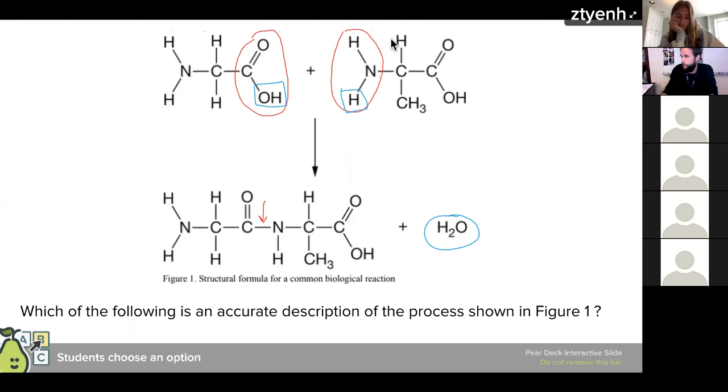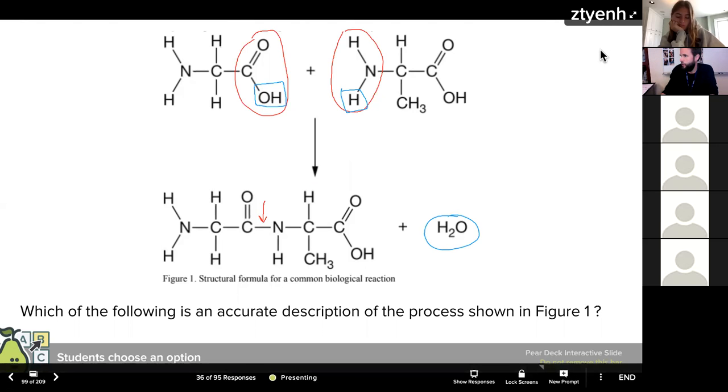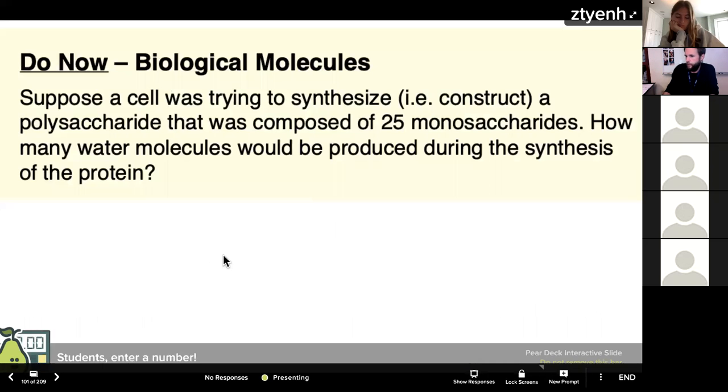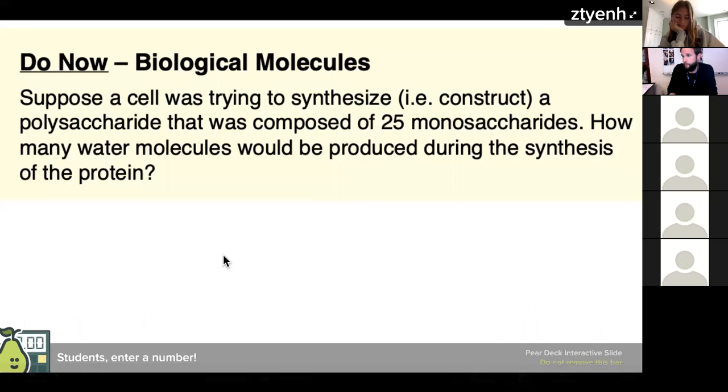Okay. Want to try one more? We have time for one more. All right, this one's a little bit different. Now you're going to enter a number as your answer. Oh, sorry, that should be, since it's of a polysaccharide, not the protein. Sorry. It's not going to change your answer.